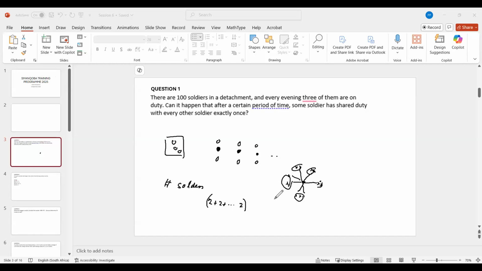So you've got several twos, but there is also this guy here who is sharing with everybody else. Now, this is an even number plus 1. So this is an odd number. So you'll always have an odd number. So you can't have 100 soldiers doing this because 100 is even.